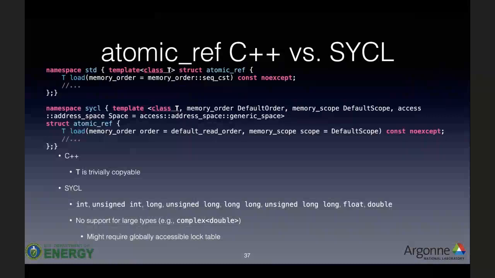One I want to point out is T. The types you can pass into standard atomic ref have to be trivially copyable. The SYCL ones are more restricted. It's the list down there: int, unsigned int, long, unsigned long, long long, unsigned long long, float, and double. Specifically, there is no support for large types, things like complex double. To support those kinds of things might require some globally accessible lock table, and so far we are not supporting that.